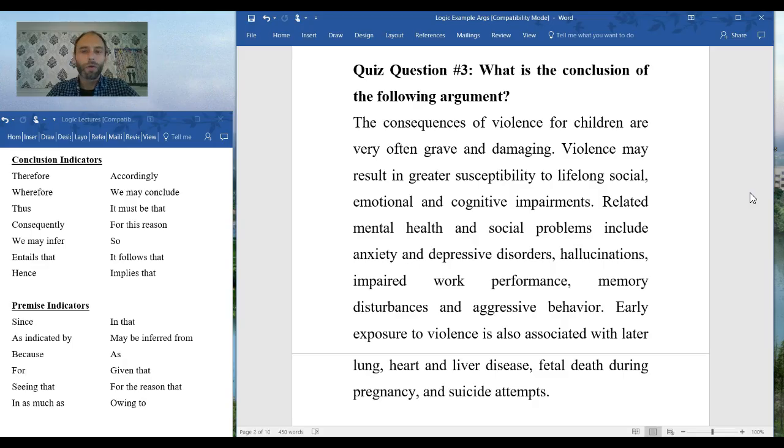All right, so again, follow the steps. Try to throw in your own indicator words and see if it works out. And this will be the final quiz question for this lecture about finding the parts of arguments. Write down the conclusion on your paper, and when you open the Canvas quiz and you get to question number 3, select the one that corresponds to the conclusion of this argument.